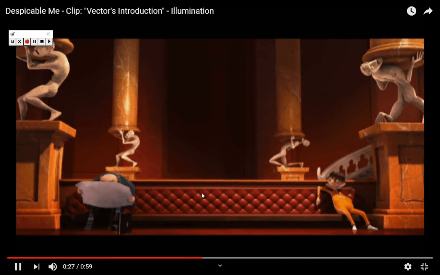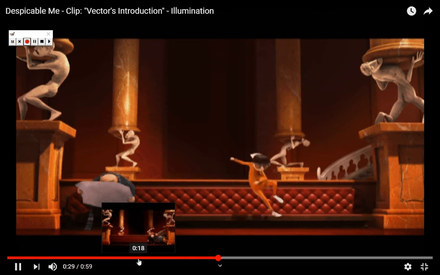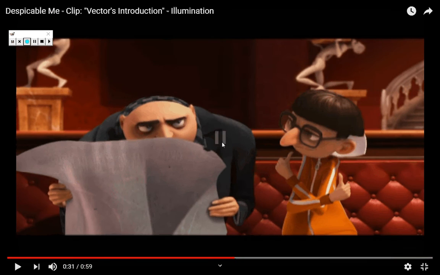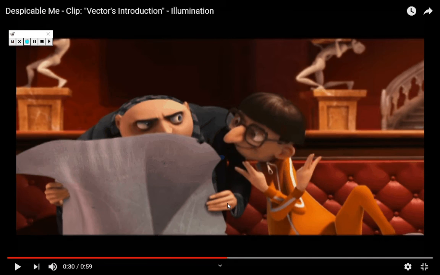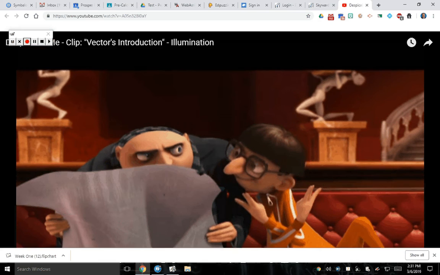Hold up. Let me see if I can pause it. Nah, it was a little bit back. Right there. So, a good way to remember the difference between a point and a vector is this right here.